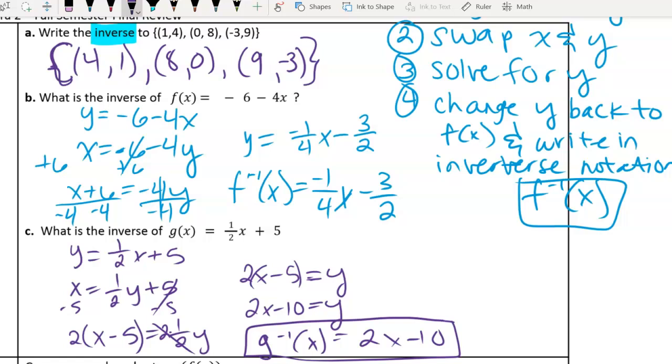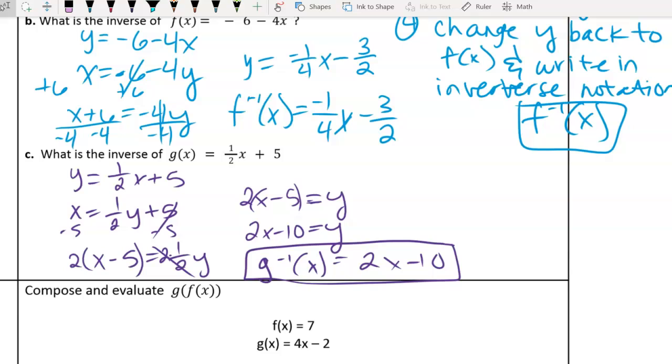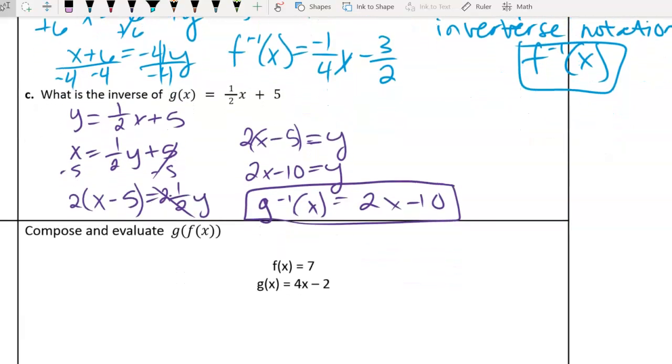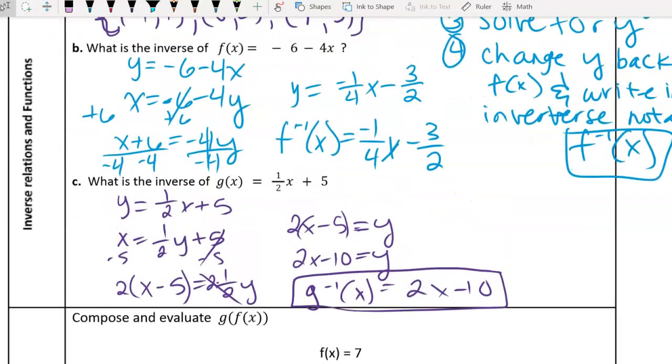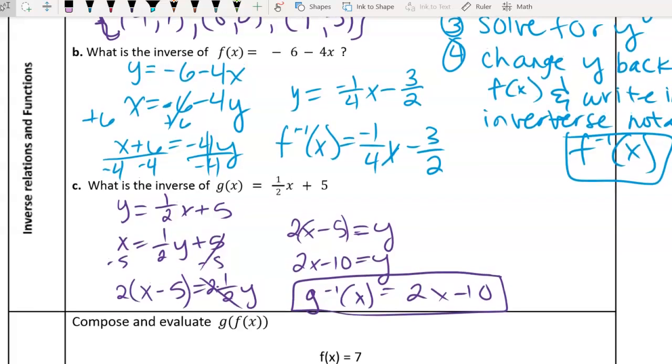All right, who got this problem right? No? Okay, it's okay, we're trying. Any questions on this before we move on? All right.